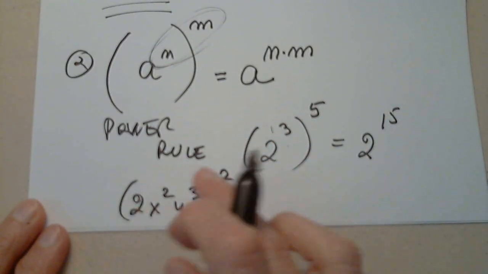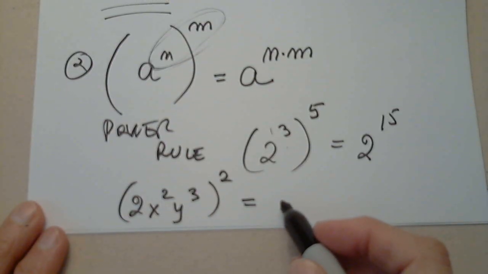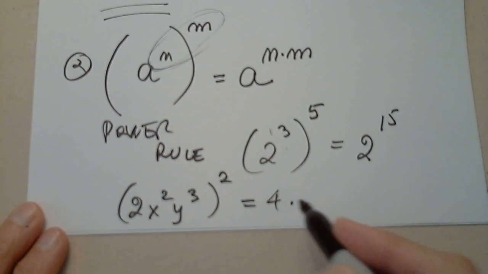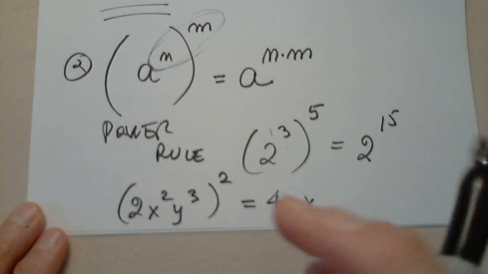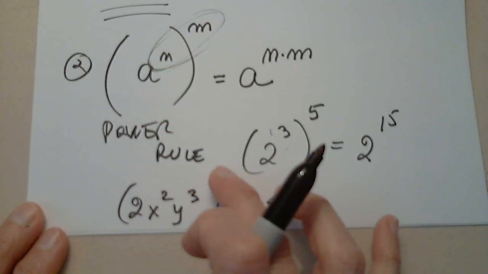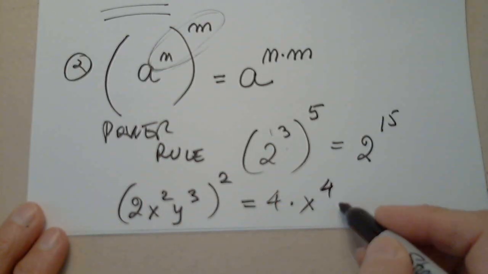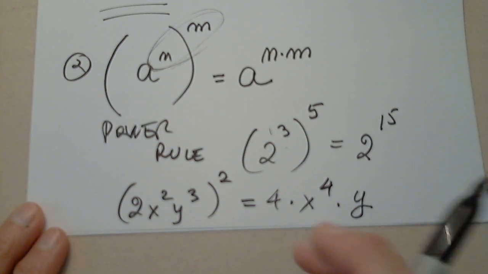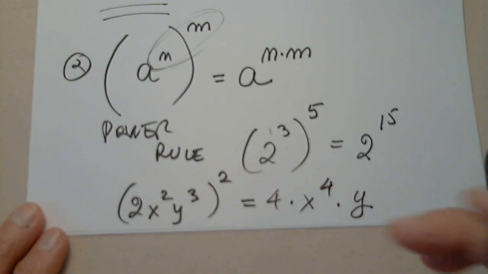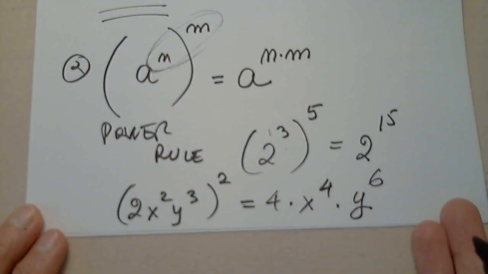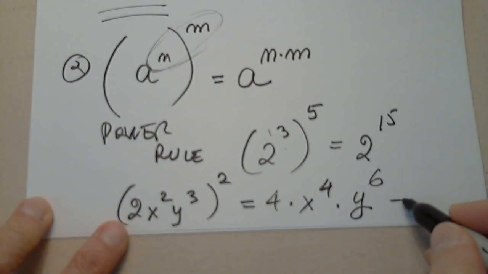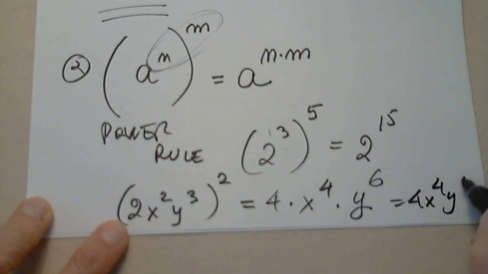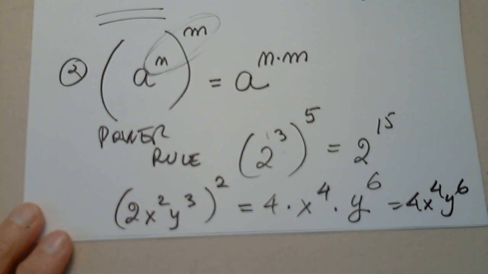So can anyone get us started with 2 squared? 4. Times. Copy the base. What do I do with these exponents? 4. Multiply them. Very good. Copy the base. What do I do with these exponents? 6. Indeed. Of course, I'm not going to write it like this. Condensed is 4x to the fourth, y to the sixth. And it's done.